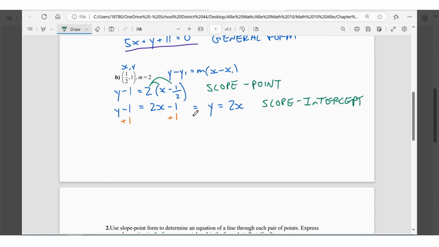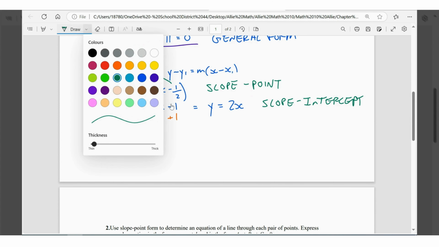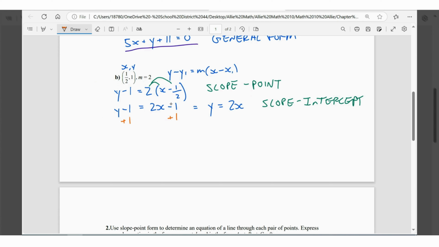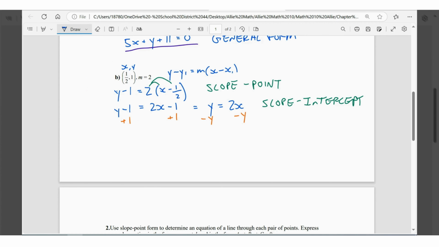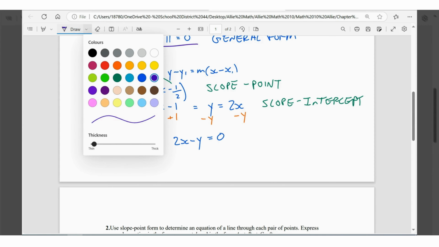And our last one, now we got a positive y. Let's move our y over to the other side to get into general form. So let's minus y from each side. And we get 2x subtract y. We have no constant, no c, equals 0. And there's our general form.